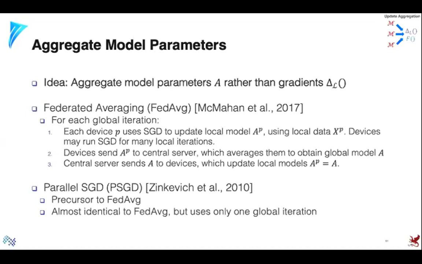As an interesting historical note, this idea of averaging models was proposed far before the current federated AI trend. There was a paper in 2010 called Parallel SGD, which essentially proposed the exact same technique, but only using one global iteration. So this was actually one of the earliest distributed ML algorithms or systems artifacts that was created.